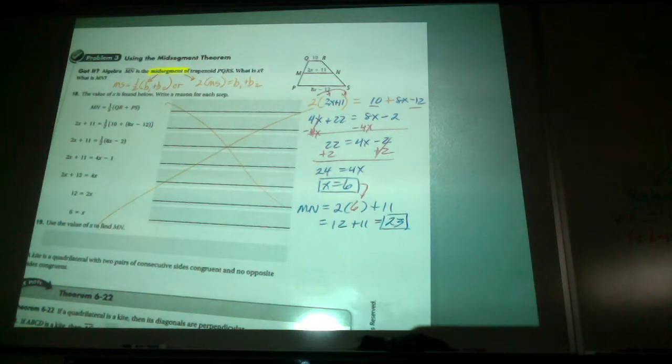Well, they also want what is MN, which implies the distance from M to N, which is 23. 2 times 6 is 12 plus 11. Are we good with that? Pardon me for yawning. Okay, so then we'll move on to kites.